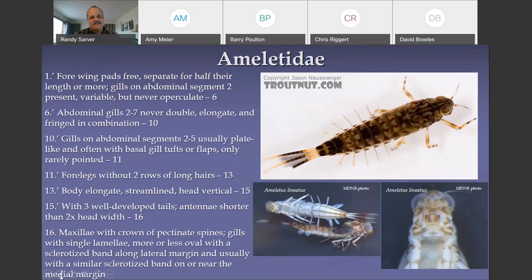And then on 16, this is the only time I think we really need to take a look at the mouthparts at the family level. So definite magnification is needed. If you look at the bottom right, what we're looking for is the pectinate spines on the maxilla. There's a row of pectinate spines on the maxilla, and that is what we need to see in order to be sure of this family.